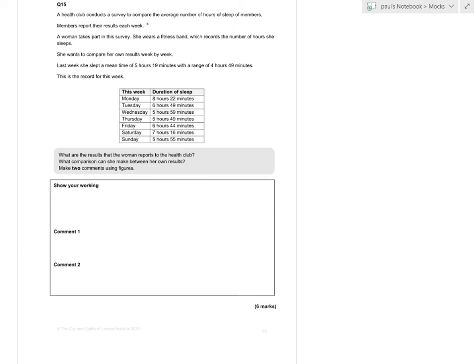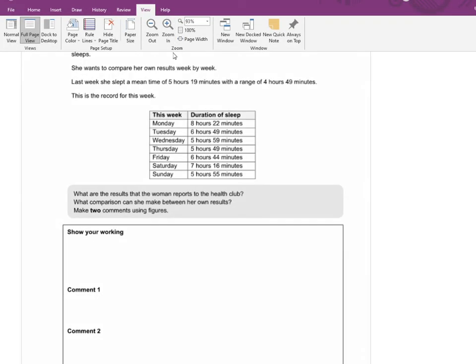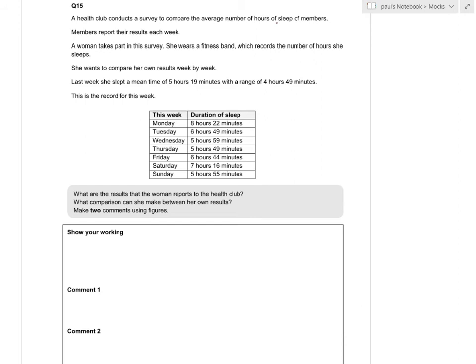A health club produces a survey to compare the average number of hours of sleep of members. Members report their results each week. A woman takes part in the survey and she wears a fitness band which records the number of hours she sleeps. She wants to compare her own results week by week. Last week she slept a mean time of 5:19 with a range of 4:49. This is the record for this week. What are the results that the woman reports to the health club, and what comparisons can she make between her own results?